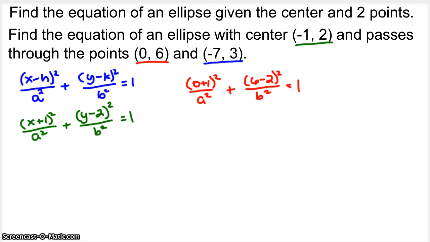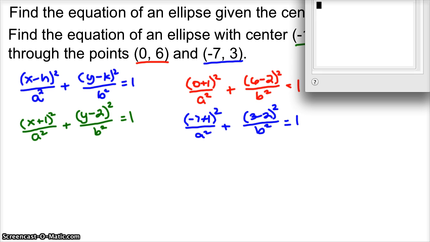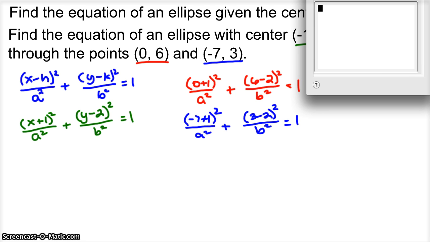Then I'm going to do the same thing again with the point -7, 3. So I'm going to put the -7 in for x, so -7 plus 1, all squared over a squared, plus, and then I'm going to have the 3 in for the y, so 3 minus 2 squared over b squared equals 1. I'm just going to have my calculator figure out the numbers as I go.